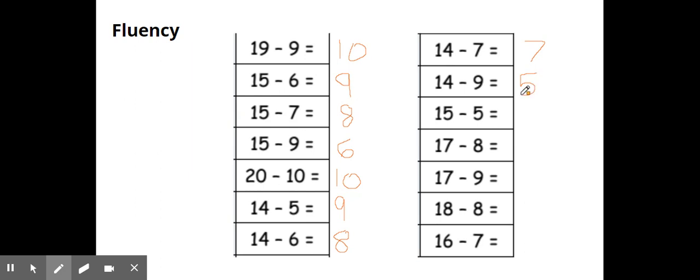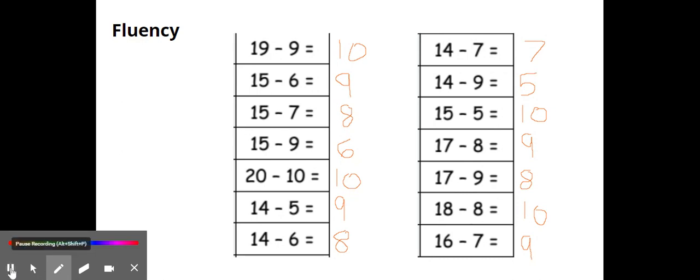We just did a similar equation over here, but we changed the part we were taking away. 15 minus 5 is going to be 10. We're taking away all the ones. 17 minus 8 is going to be 9. We're taking away 8 ones and we only have 7, so we're going to have to unbundle. 17 minus 9 is 8. Here again, we're just changing the part that we took away. These two equations are related. 18 minus 8 is 10. We took away all the ones. 16 minus 7 is 9. Way to go. Let's keep on going with our lesson.